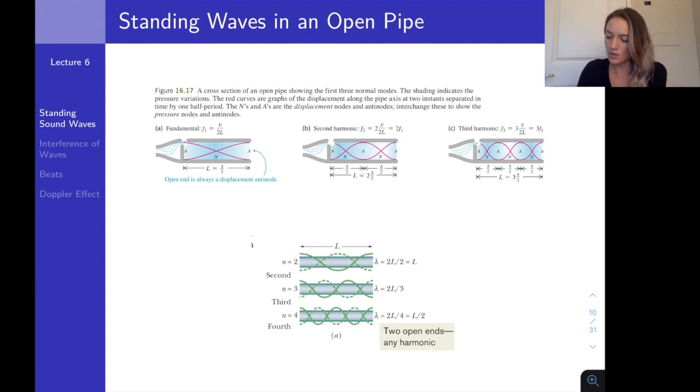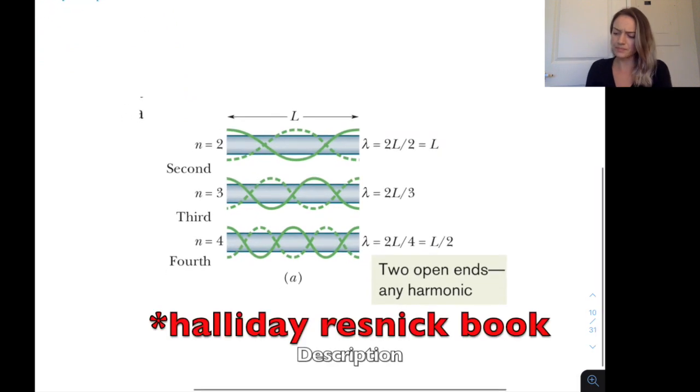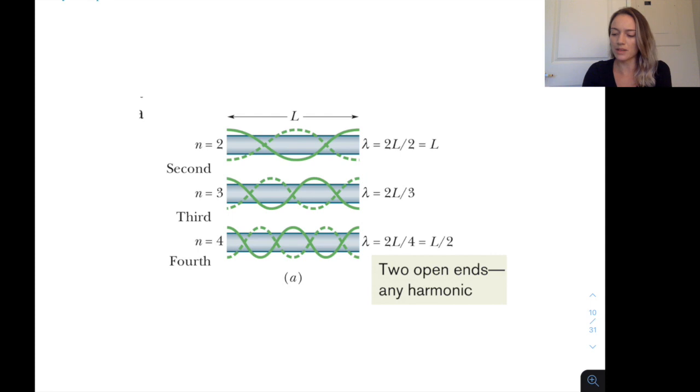So here is a diagram from the Young and Friedman book. Like I said, I think that book is a little bit better. Their diagrams are a little bit more clear, at least with their open pipes. So we have n equals 2, n equals 3, and n equals 4 for an open pipe. And again, as you can see, an antinode at each end.